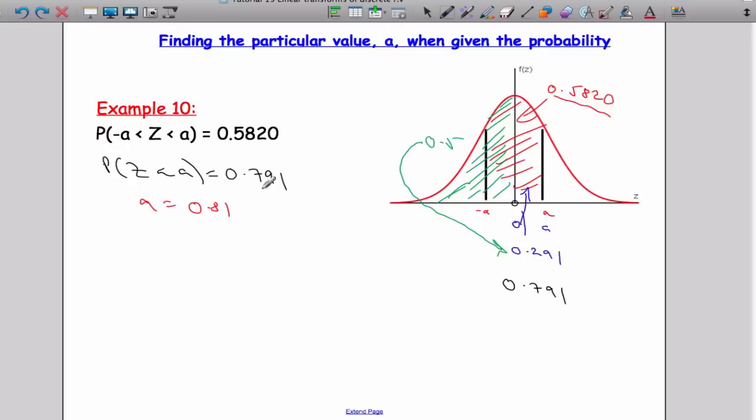And you could always work backwards again to check your answers. You could put 0.81 there, minus 0.81 there, see if you can get the total probability for that section and see if it comes out to be 0.5820.